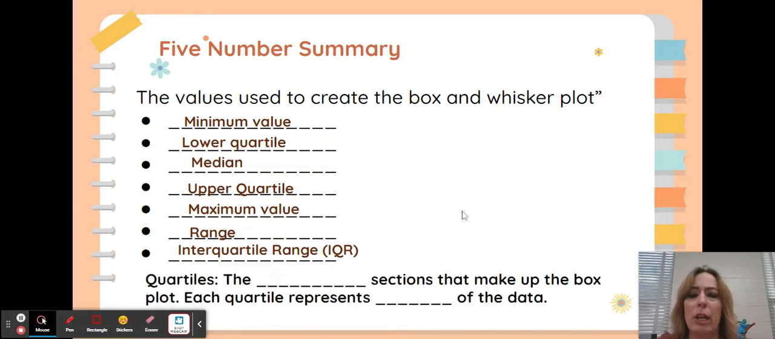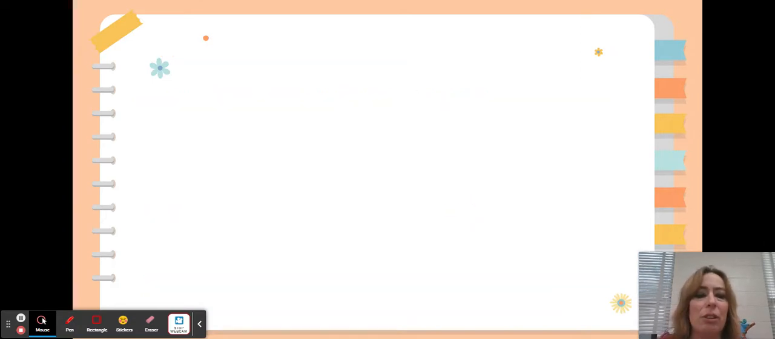Okay, quartiles. What are quartiles? They are the 4 sections that make up the box plot. Each quartile represents 25% of the data. Okay, let's look at each part a little more in depth.